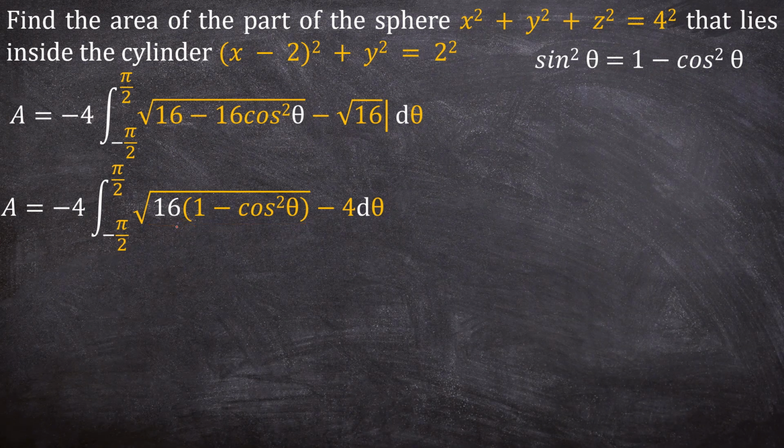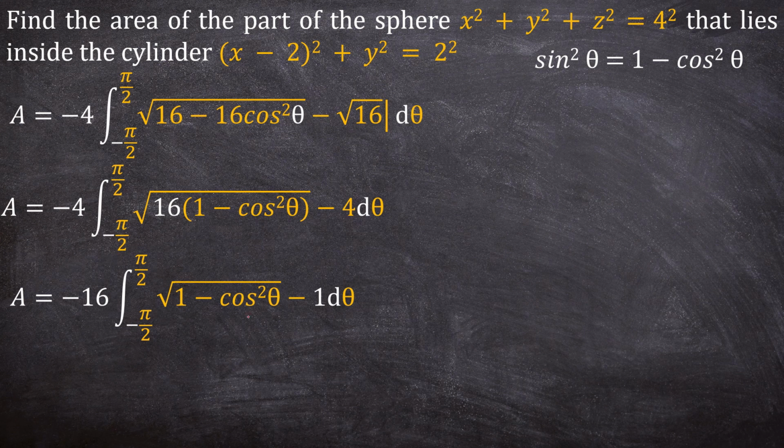So the square root of 16 is equal to 4, right? So that means we're going to have 4 here, and 16 is going to go away. But remember, we have 4 here and we have 4 here, so you can just factor out and factorize. But also we have 4 here, so we're going to multiply by the 4 we have factored out, right? So we're going to have negative 16. Inside the square root is going to be 1 minus cos squared theta, minus 1, d theta.